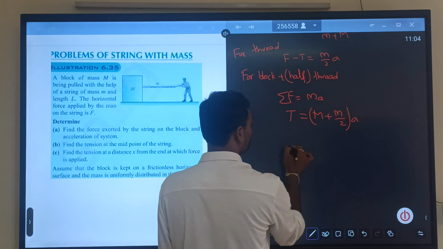And the third question is to find the tension at a distance x from the end at which the force is applied.